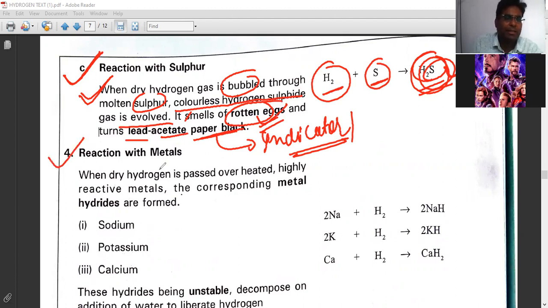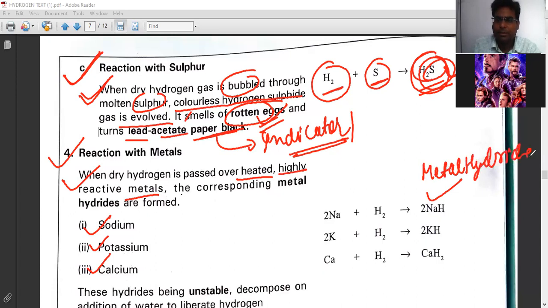Now look at the fourth point, reaction with the metal. When hydrogen gas is passed over heated highly reactive metals, like sodium, potassium, calcium, it forms metal hydride. So this is called metal hydride, right? So when hydrogen reacts with the metal, that time it forms metal hydrides. So you can write the reaction. Sodium when reacting with hydrogen forms sodium hydride. Potassium reacts with the hydrogen gas to form potassium hydride. And in the similar manner, calcium reacts with the hydrogen gas and forms calcium hydride. Okay, now write this reaction 3 and balance.